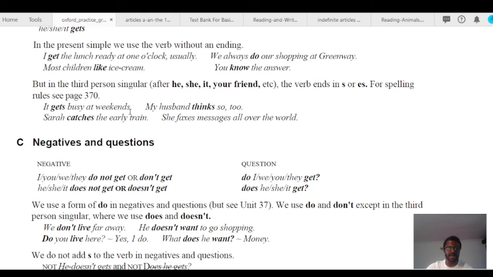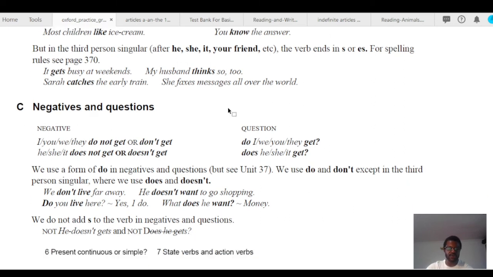It gets busy at weekends. My husband thinks so too. Sarah catches the early train. She faxes messages all over the world. See here, fax ends with x, so that one we added es. And see here, the verb ends with ch, that is why we added what? Es. We'll do more of this later.